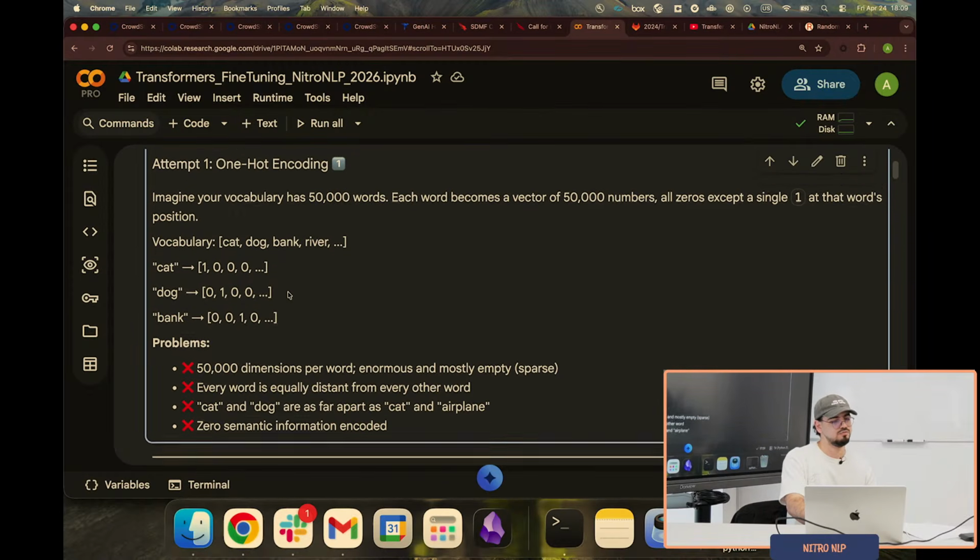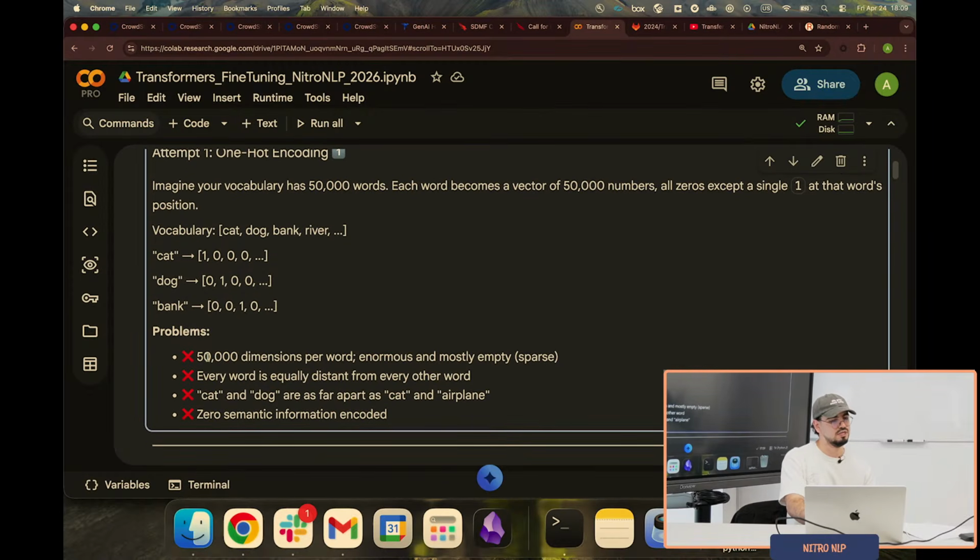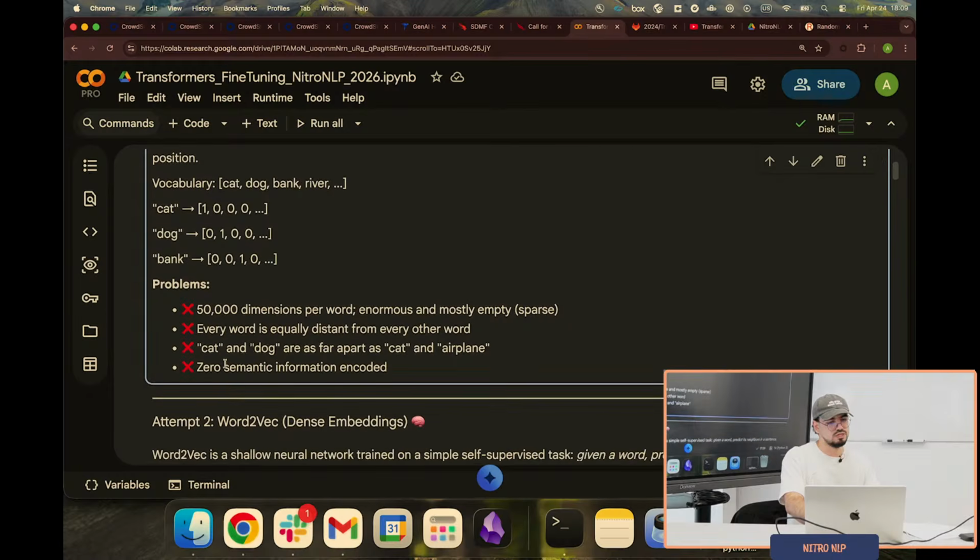The problem with this type of encoding is that it has a lot of dimensions per word, the whole vocabulary size, which is enormous and, as I said, mostly empty. Every word is equally distant from every other word, so the vector distance between cat and dog would be square root of 2. Between cat and bank would also be square root of 2, which doesn't really capture any semantic or contextual meaning. As I said, it has zero semantic information encoded.